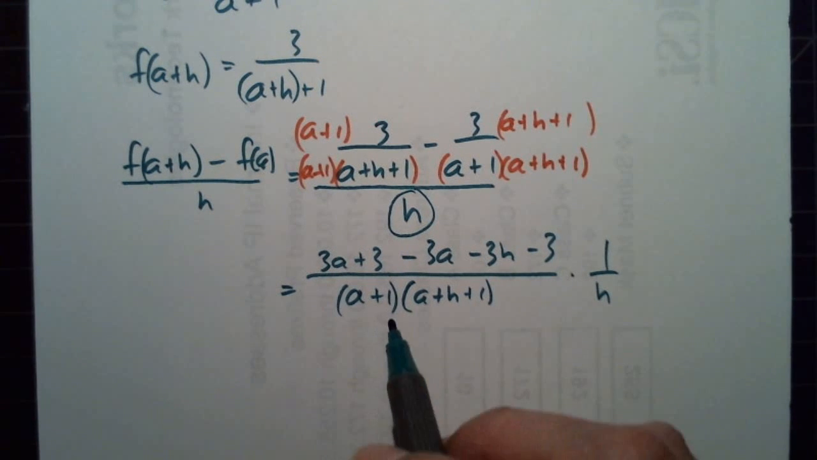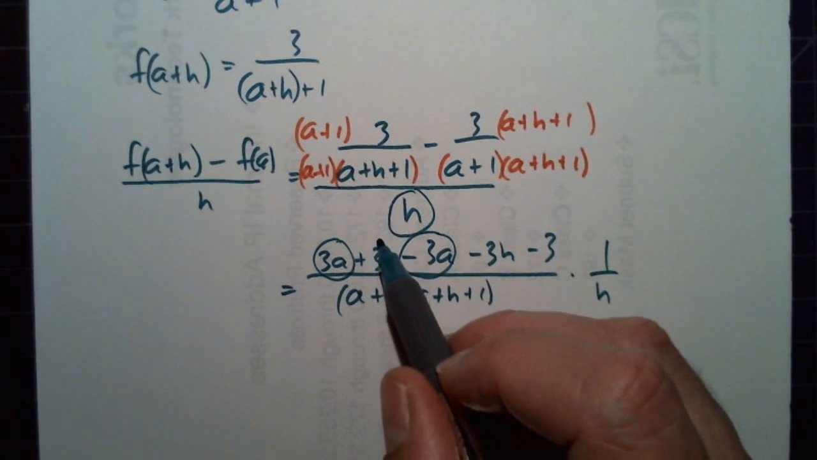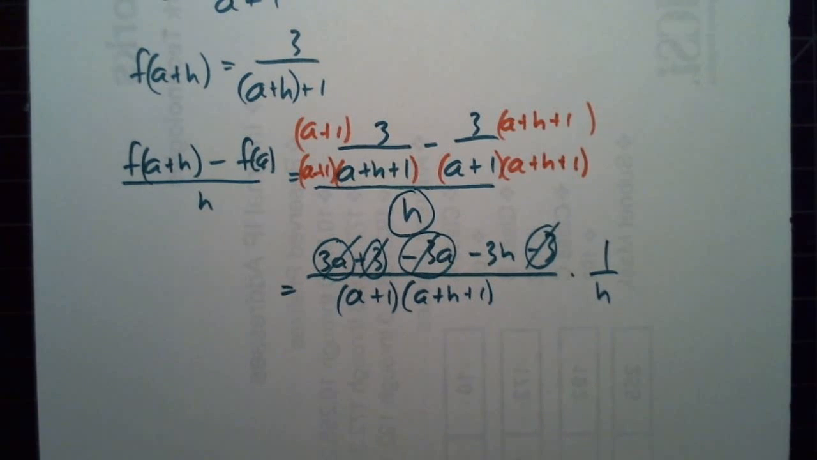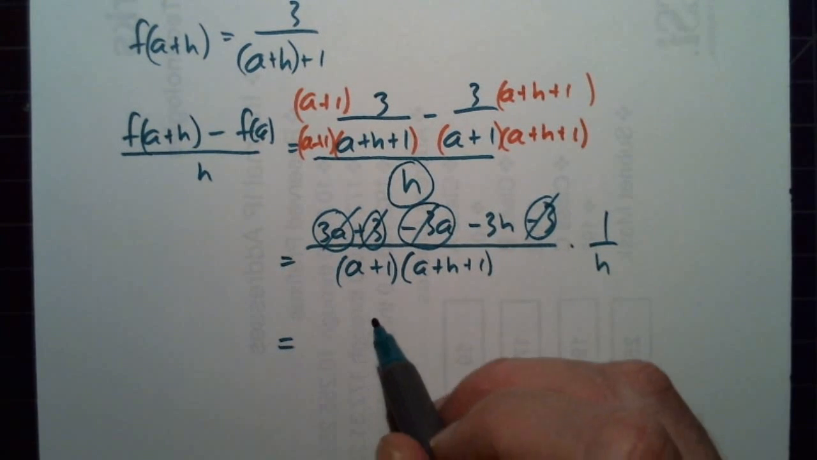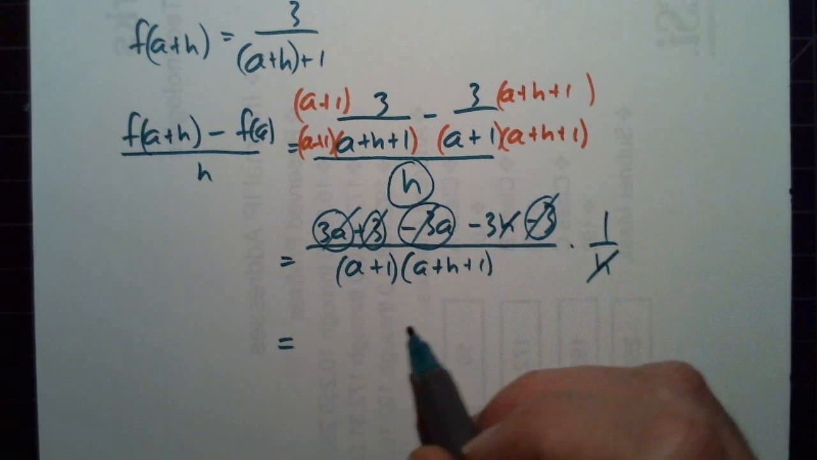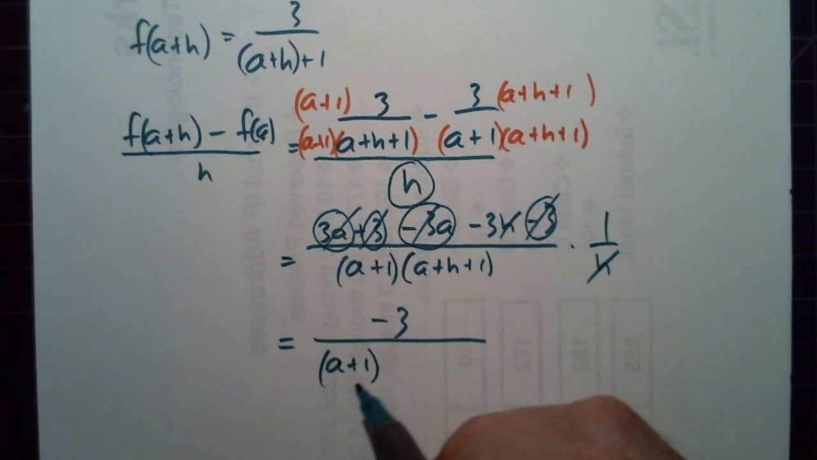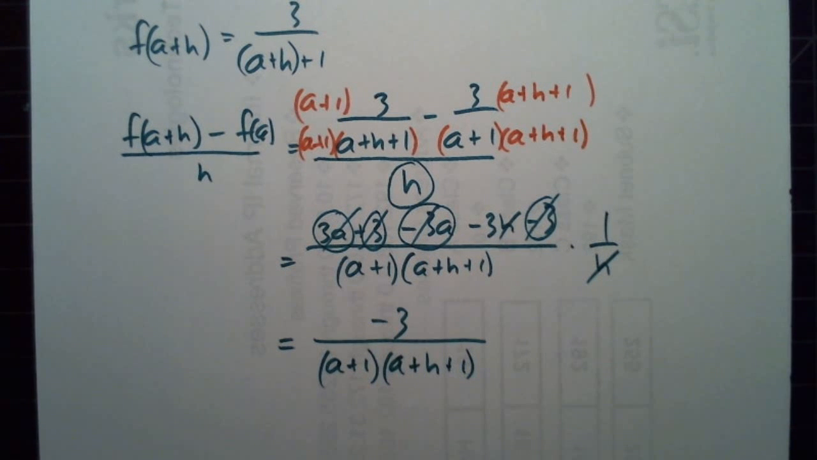Alright, now we have 3a minus 3a. We have 3 minus 3. Those are all equaling 0. What's left is a negative 3h, but we have an h and an h here, and those will cancel. So we have negative 3 over a plus 1, a plus h plus 1, and we'll stop there.